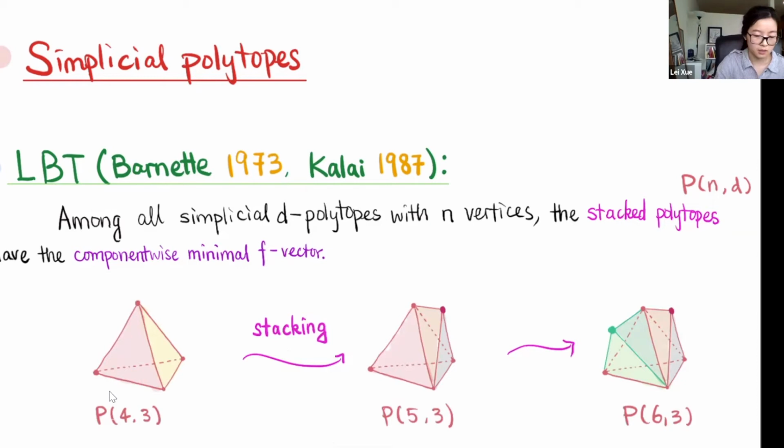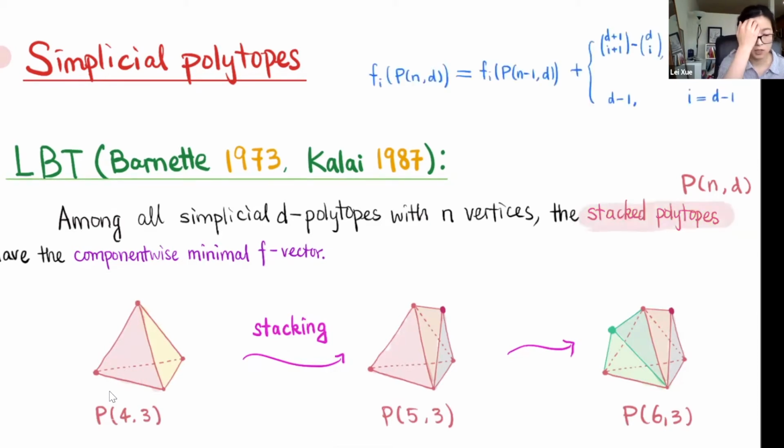And we can count the number of faces of such a polytope. If you stack from P(n-1,d) to get P(n,d), then you're losing a (d-1)-dimensional simplex, but you're adding a d-dimensional simplex, right? So you're adding (d+1 choose i+1), but then you also need to subtract (d choose i).